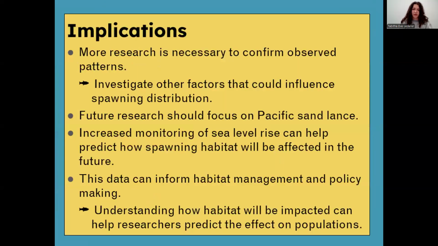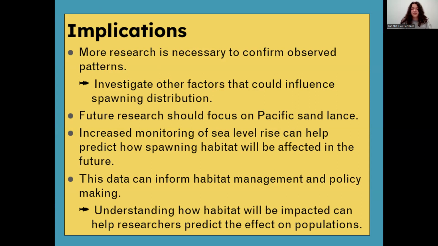For next steps for this project, a lot more research is necessary to confirm the patterns that I observed. Due to the time constraints of my internship, I was only able to conduct 2 trials, so my data is pretty limited. Part of future research should also look into other factors besides tidal elevation that could influence spawning distribution. This could include adverse weather conditions or human interference with spawning habitat.